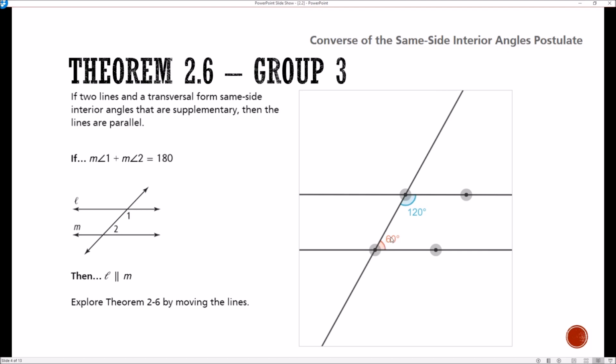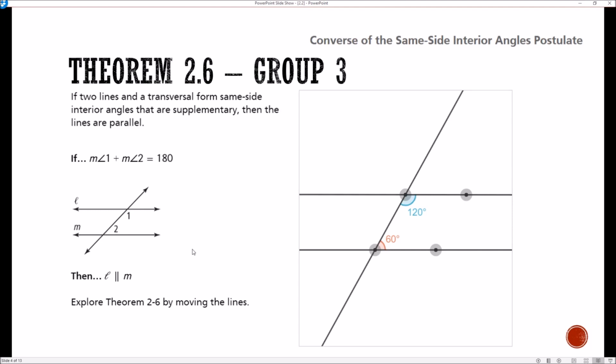These aren't corresponding because they're not the same angle. The corresponding to 60 is up here, and the corresponding to 120 is here. These are same side: they're on the same side of the transversal, and they're interior angles because they are inside of the two lines that we are looking at to be parallel. We can look at this diagram with the measures, or we can look here. We have L and M, that's what we're trying to prove are parallel, and our diagram shows our transversal creating angles 1 and 2.